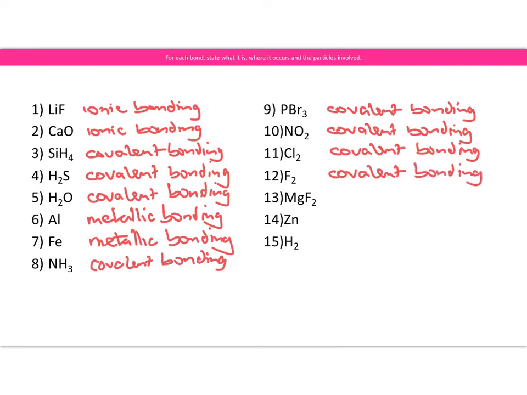Then we have magnesium fluoride. Magnesium is a metal, fluorine is a non-metal, so we have ionic bonding. Then just zinc on its own. Zinc is a metal, metals only, so metallic bonding. And then finally we have hydrogen. Hydrogen is a non-metal, so we have non-metals only, so we have covalent bonding.